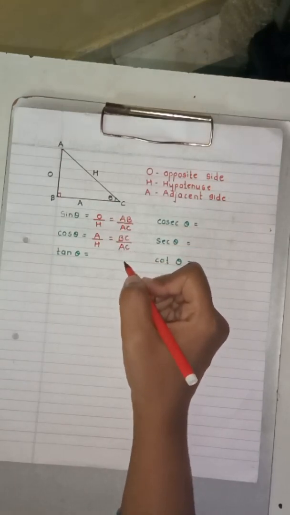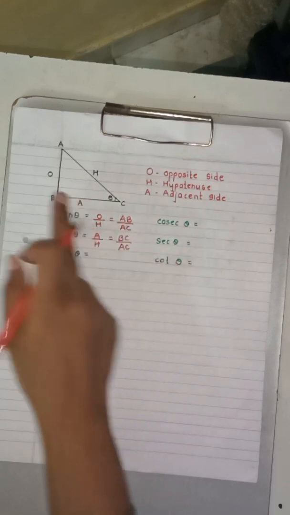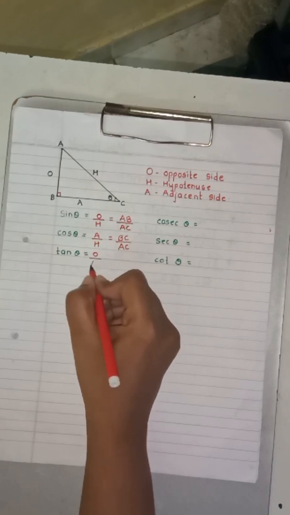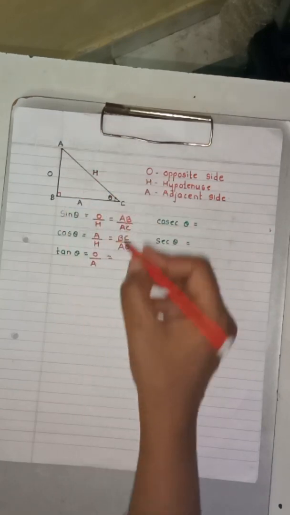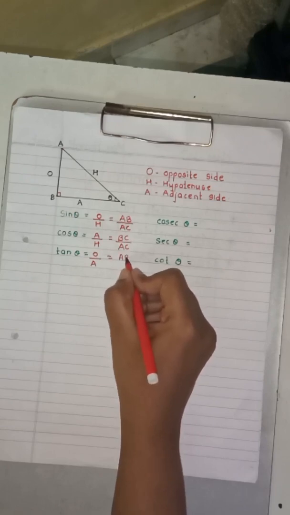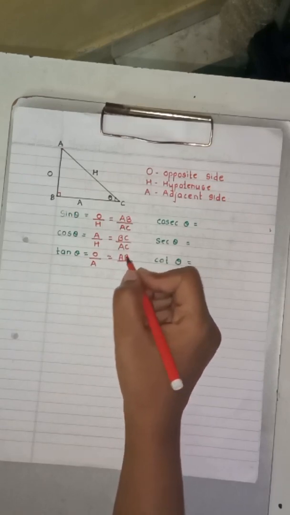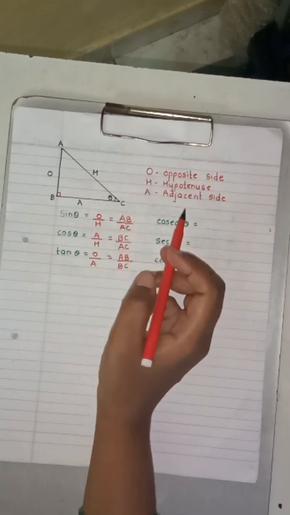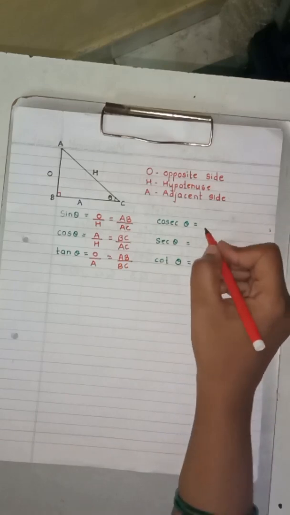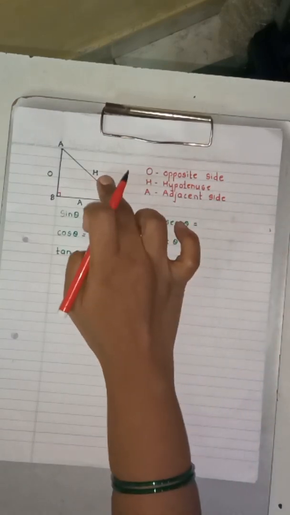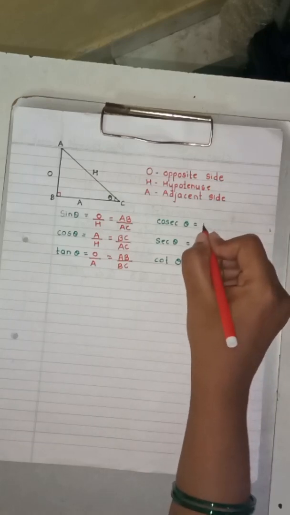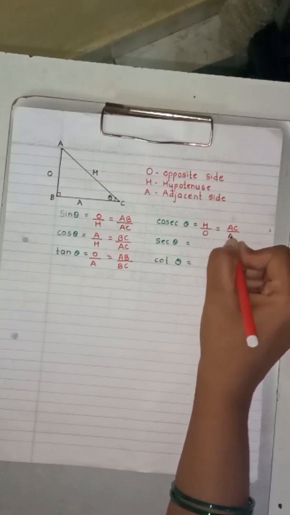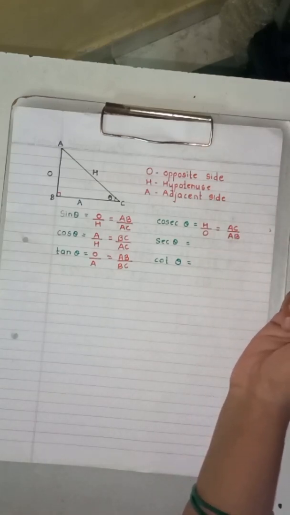Now tan theta. What is tan theta? Tan theta means opposite side upon adjacent side. So I'll write down here, opposite side upon adjacent side. The opposite side is AB, upon adjacent side BC. Now cosec theta. What is cosec theta? That is hypotenuse upon opposite side, that means AC upon AB.